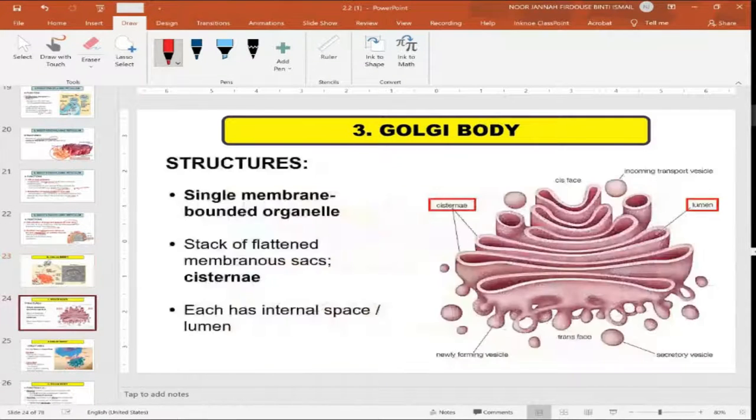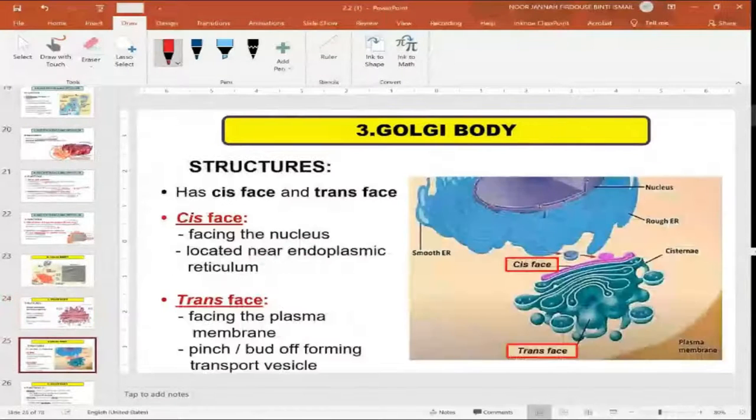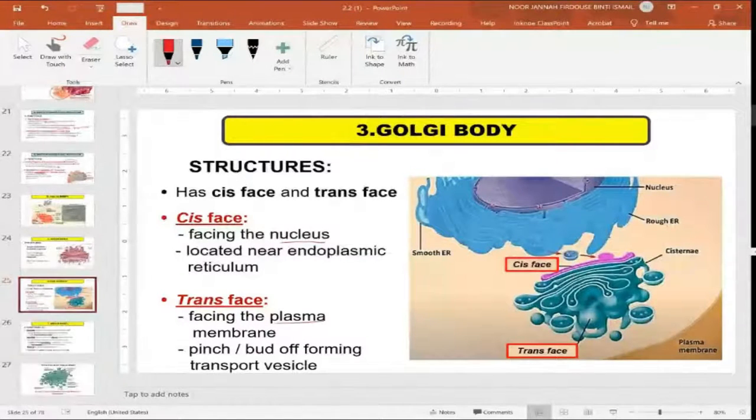Golgi body also flattened membranous sacs called cisterna juga. Each has internal space lumen, eh. Dia tak bersambung. Dia stack, dia macam pancake saja, eh. Stack of pancake. Kemudian Golgi body, ni saya dah terangkan, which is face facing nucleus, trans face facing plasma membrane ataupun closer to plasma membrane.